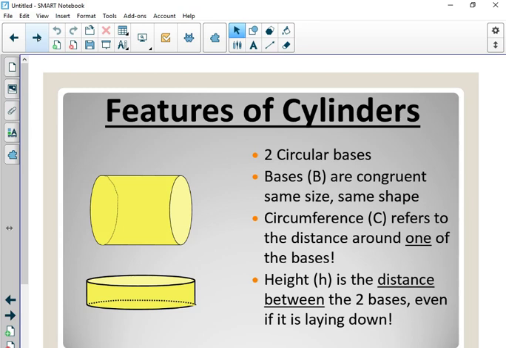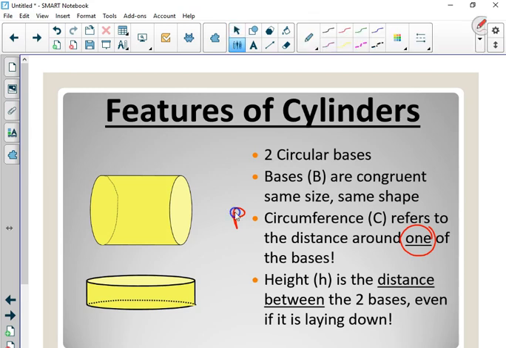Bases are the two circles. The circumference is what we've been referring to as P, the perimeter. It's the distance around one of the bases, just like with prisms, one of the bases. And height is the distance between the two bases, even if it's laying down.